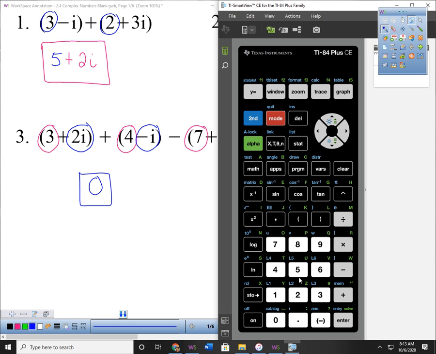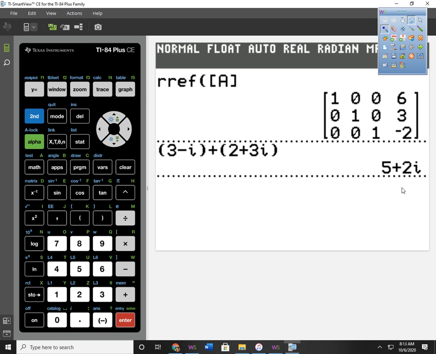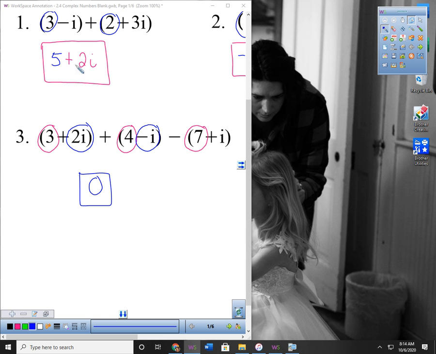Alright, so I've got, I think I cleared that out, 3 minus i, close that up, plus, open 1, 2, plus 3, i, and that gives you the 5 plus 2i, which is what we have right here.